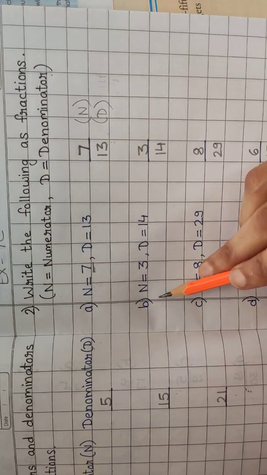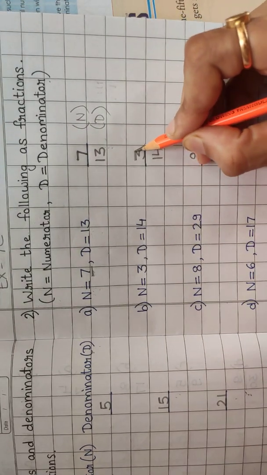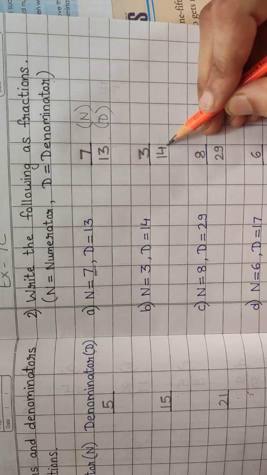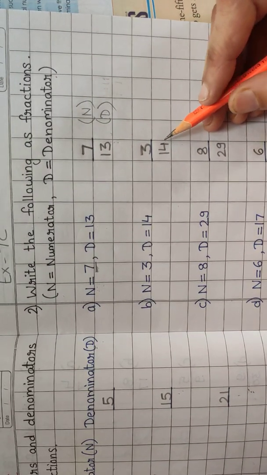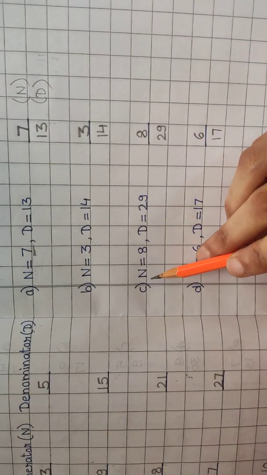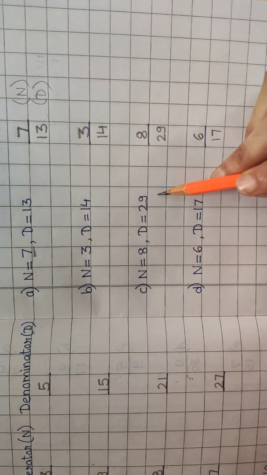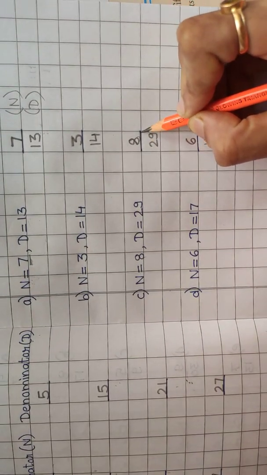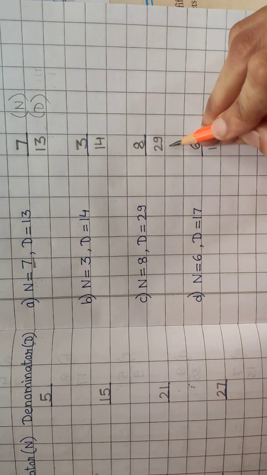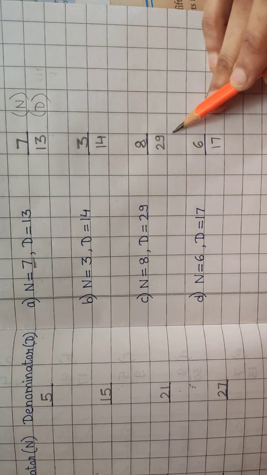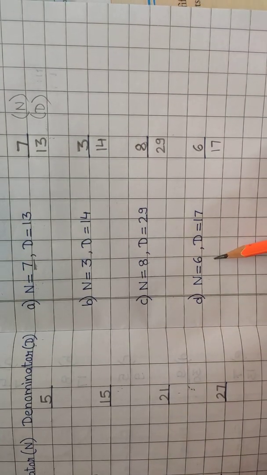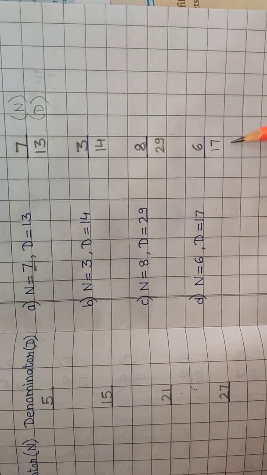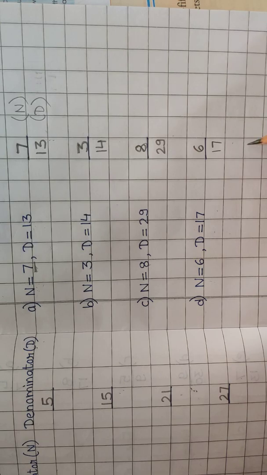Here question number B, n is equals to 3, so we will write n here 3 and then d is 14. So after line segment or below line segment we will write it 14. Then C, n is equals to 8, d is equals to 29. So n 8 we will write here, okay, above the line segment, and then 29 below the line segment, that is 8 upon 29, okay. Then D, n is equal to 6, d is equals to 17. So we will write 6 upon 17, okay.